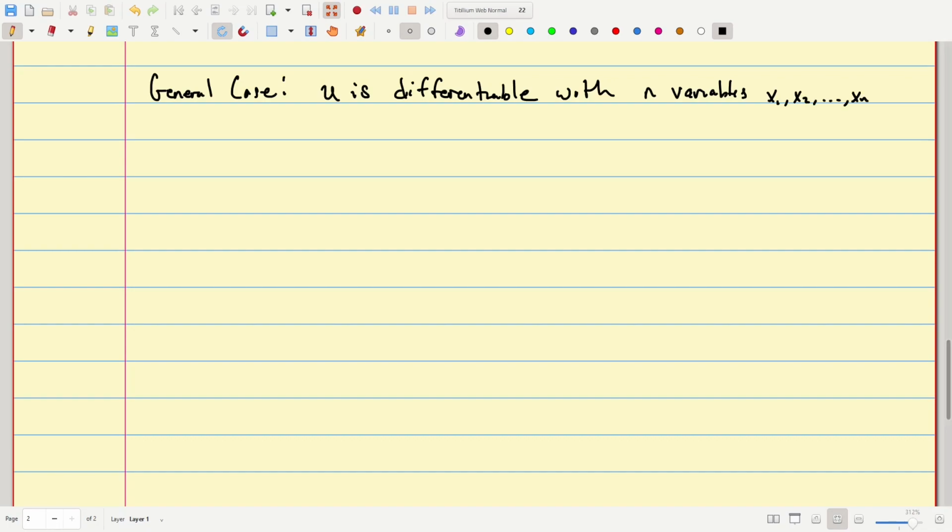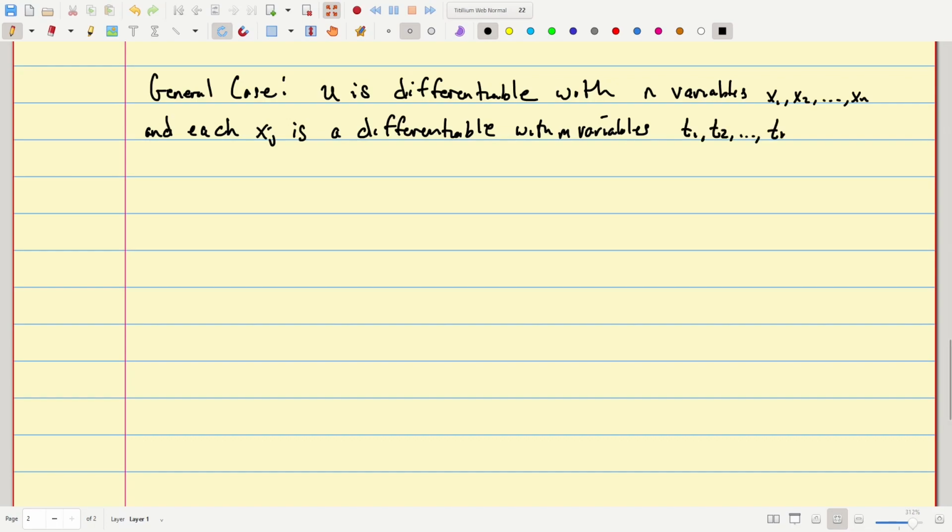Okay. So we have a function u with respect to a bunch of variables x1 through xn, and each xj is itself differentiable, we'll say, in m variables, t1, t2, all the way up to tm.